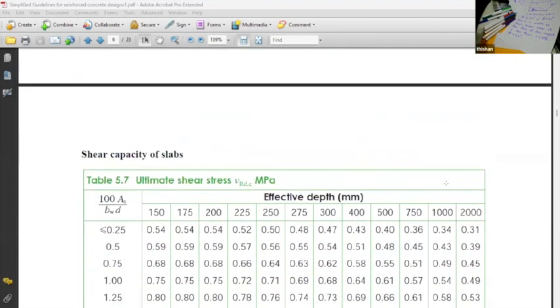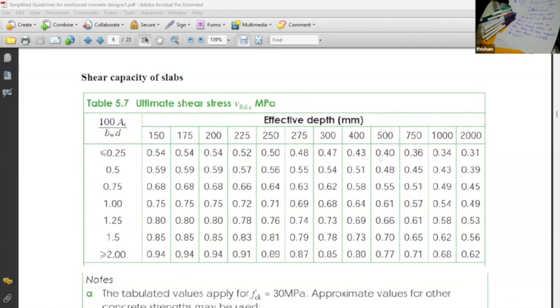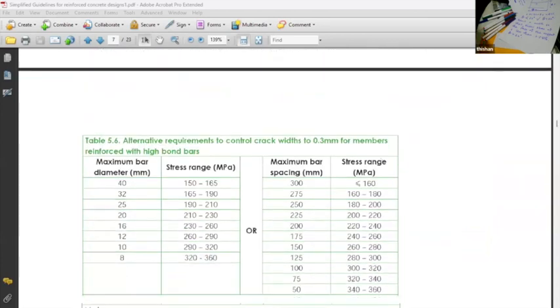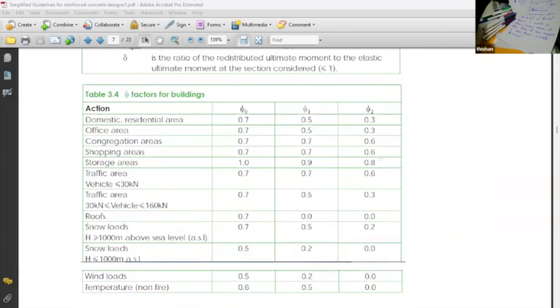See shear. All those values are available as tables, so you don't have to actually calculate. Ultimate shear stress. I told you it varies in this range, 0.4. But we have shared these notes. These values are there. Likewise, the simplified formula is available.